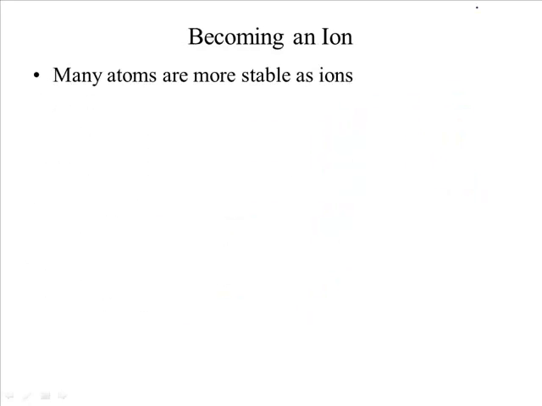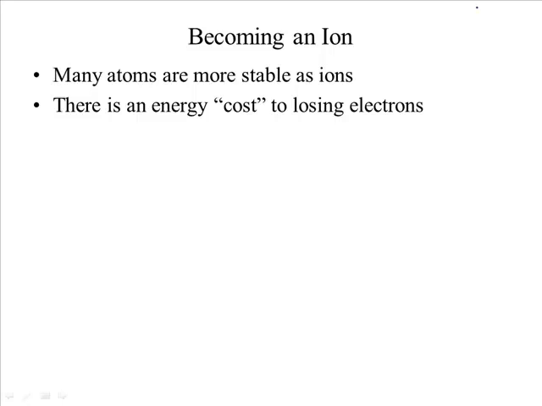Even though many of the elements on the periodic table are more stable as ions than as elemental atoms, it doesn't mean that there's no cost to the process of gaining or losing electrons. In fact, when an atom does lose an electron, there's an energy cost to this process, meaning that you have to put some energy in to get the process to happen.